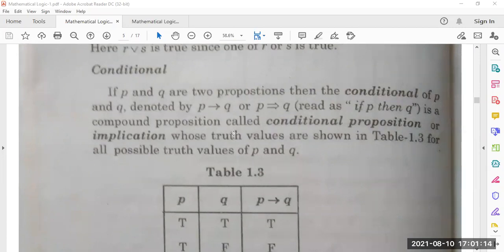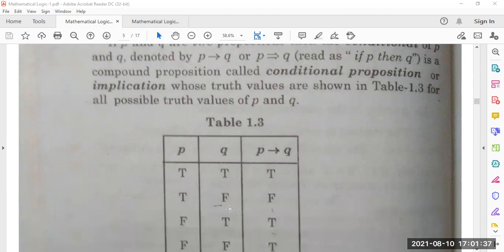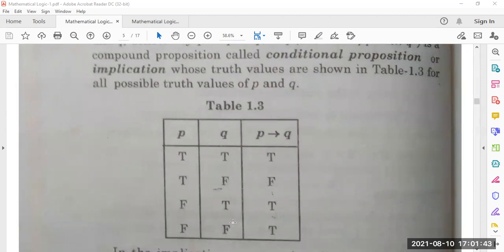If P and Q are two propositions, then the conditional of P and Q, denoted by P implies Q, read as if P then Q, is a compound proposition called a conditional proposition or implication, whose truth table is shown in table 1.3 for all possible truth values of P and Q. Here P is given arbitrarily as true, true, false, false, and Q as true, false, true, false. So when both are true, P implies Q is true: true implies true is true.